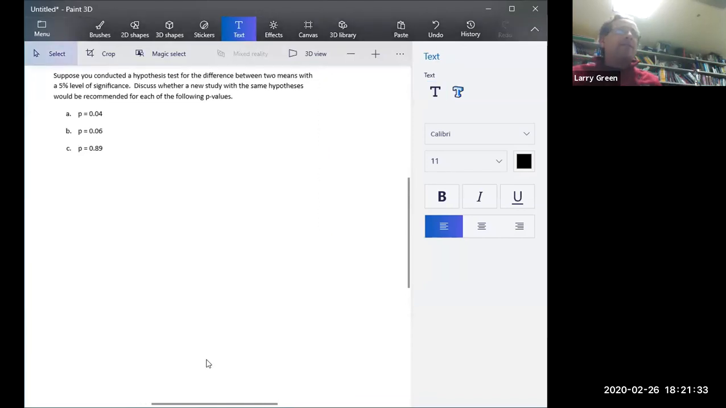Okay, so here's the next one. This is a little more idea oriented, but it's something people have trouble with, so I want to make sure that you get it. Suppose you conducted a hypothesis test for the difference between two means with a 5% level of significance. Discuss whether a new study with the same hypothesis would be recommended for each of the p-values. So let's do one at a time. If you had a p-value of 0.04, do you recommend doing a new study?